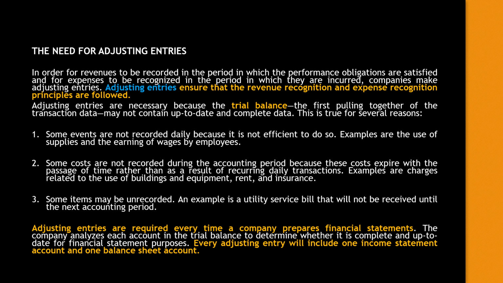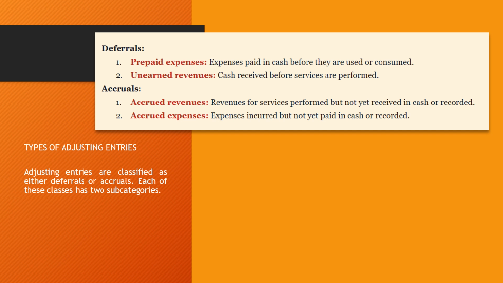Adjustment entries are required every time a company prepares financial statements. The company analyzes each account in the trial balance to determine whether it's complete and up to date for the financial statements. Every adjustment entry will include one income statement account and one balance sheet account. Okay, so let's go. All right, so deferrals.